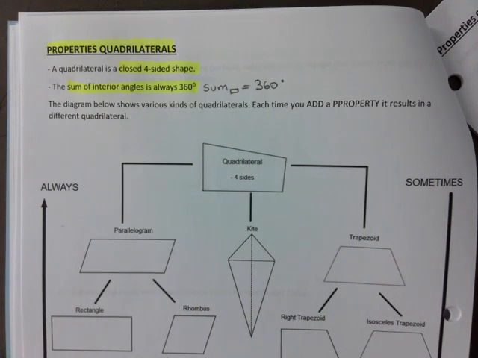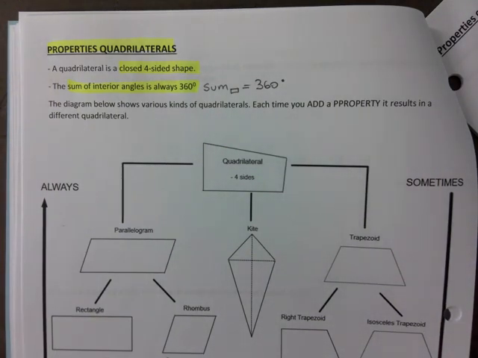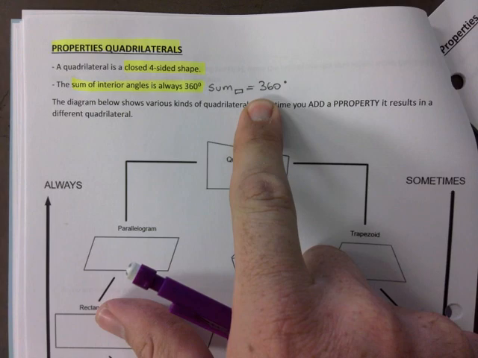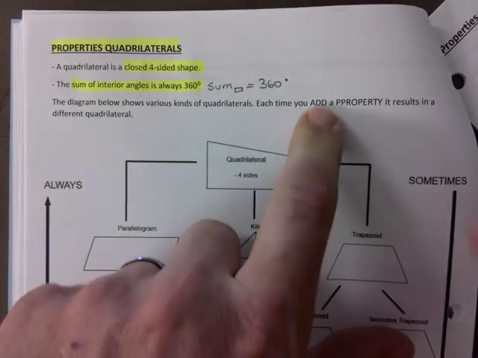And if you ever forget, a square is a quadrilateral, correct? A square is four angles, right? 4 times 9. What's 4 times 9? 36, right? 4 times 90, 360. So maybe that will help you remember that. I would add this to my study sheet.